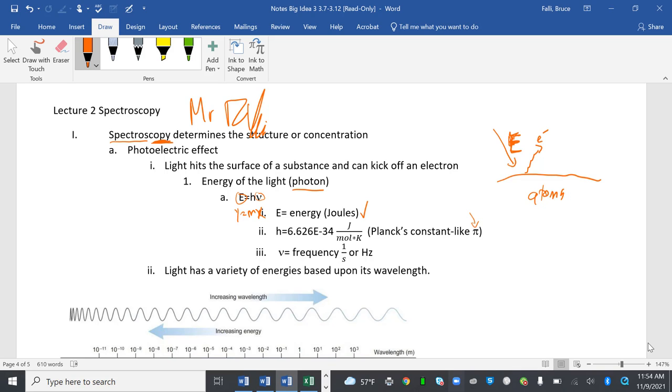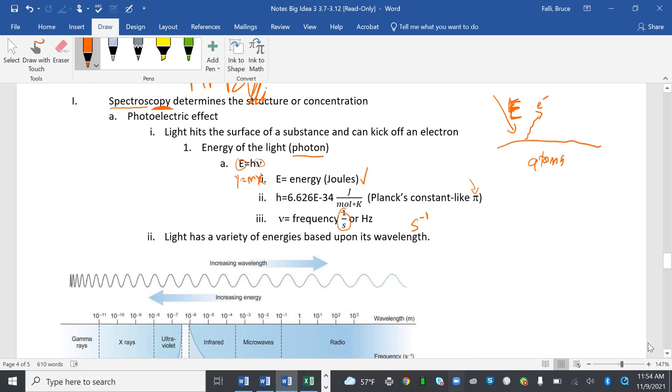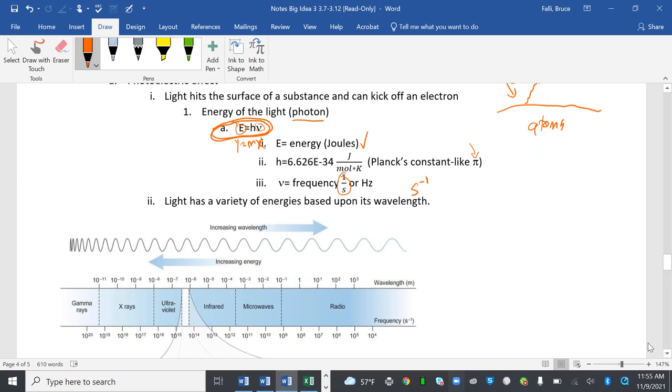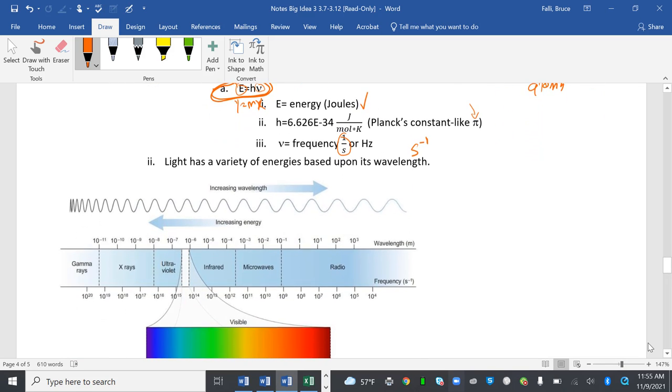Okay. So frequency, the units are 1 over seconds or hertz. I do want to point out that 1 over seconds in AP chemistry is often shown as s to the negative 1. I don't think that's too crazy for my math lovers out there. But if you haven't seen that for a while, that's a good one to know. So we need to be able to use this equation. It's on your equation sheet. Use this equation. Light has a variety of energies based on its wavelength.